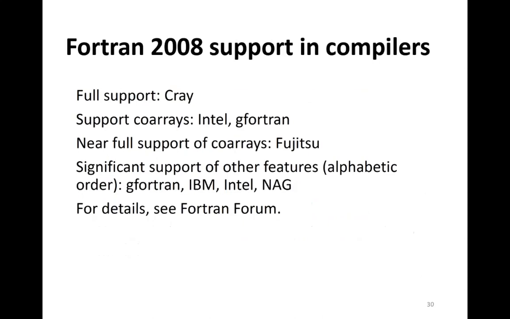I looked just to see what the Fortran 2008 supporting compilers now looks like. It's not so good as 2003. Full support is provided by Cray. Coarrays are supported by Intel, G Fortran, and Fujitsu provide near full support. I'm not quite clear what they don't supply, but they are quite near. There's significant support for other features, G Fortran, IBM, Intel, and NAG. That's not meant to be in order, that's just alphabetical order. Again, for details, you can see that in Fortran Forum. So the situation for full support of 2008 is not so good, sorry to say. It's getting better. We're hopeful that soon there will be more.